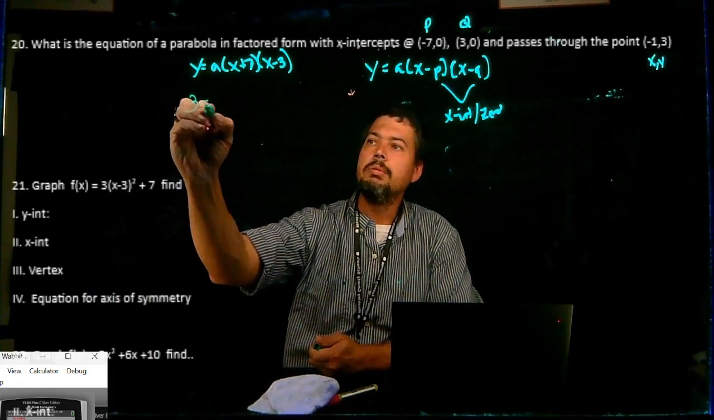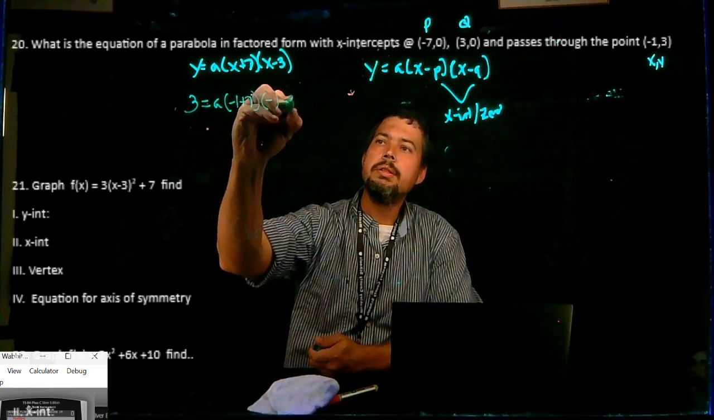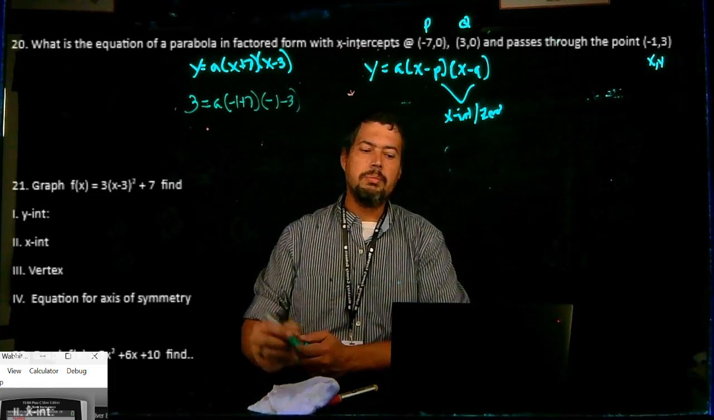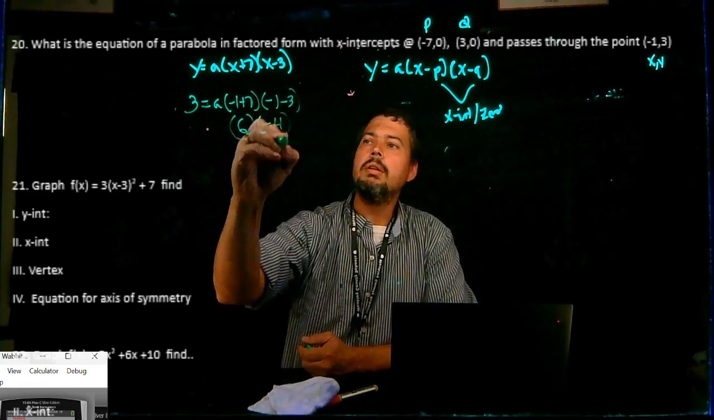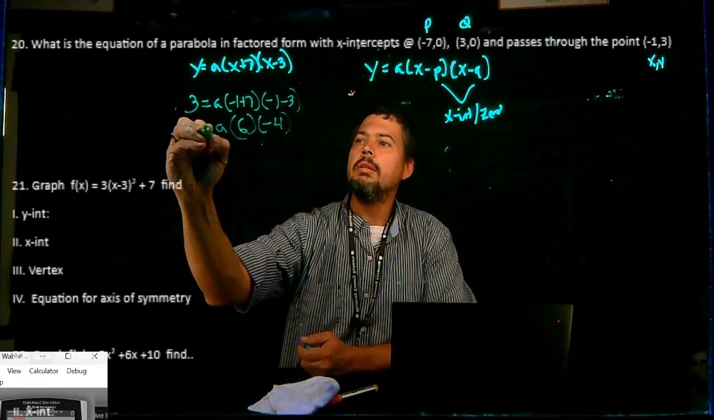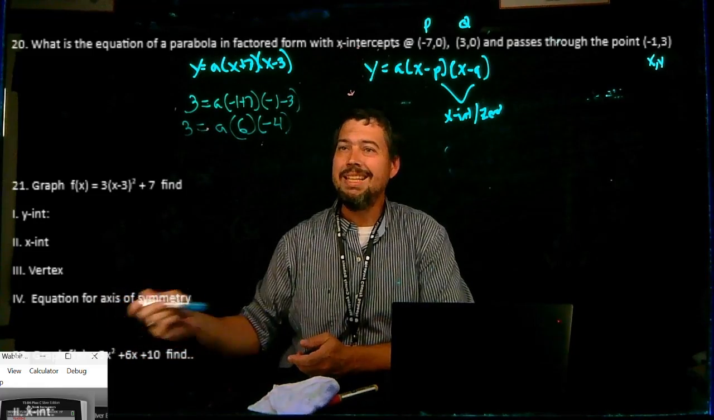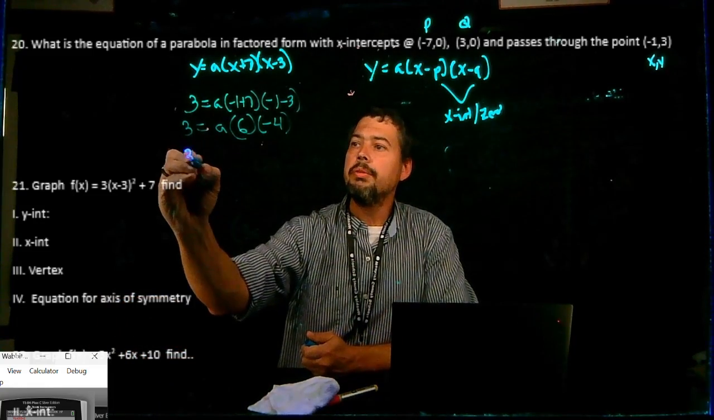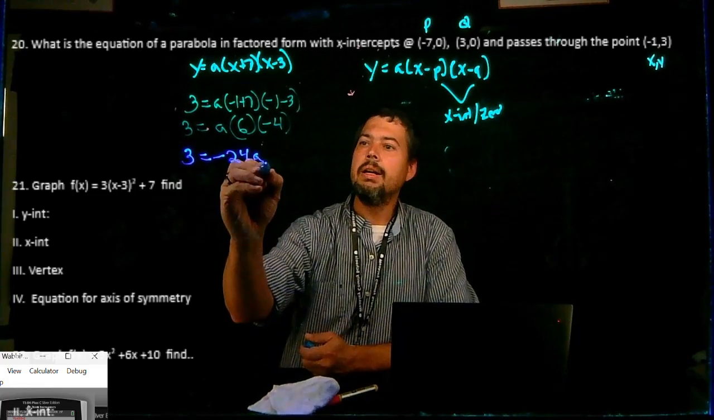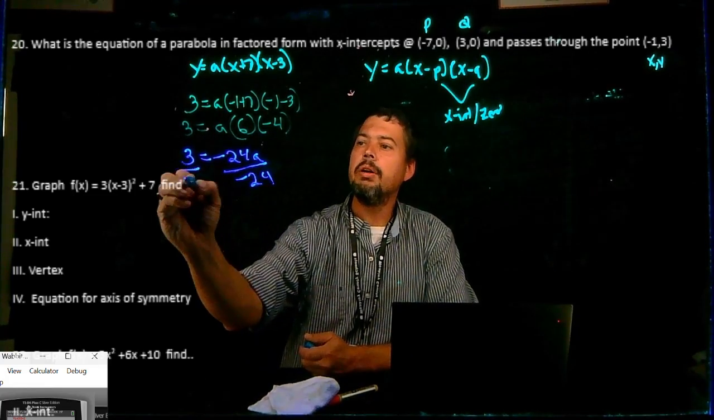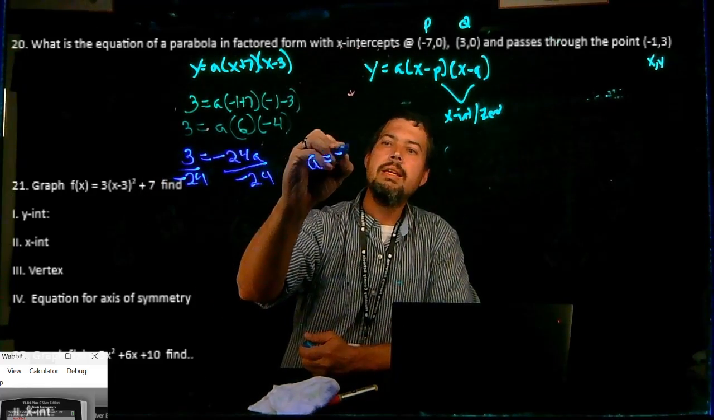So 3 equals a times negative 1 plus 7 times negative 1 minus 3. Negative 1 plus 7, last I checked, was 6. Negative 1 minus 3 is negative 4. Still have an a. And if we do 6 times negative 4, we're going to get negative 24. So 3 equals negative 24a. Divide out the negative 24, and we will have our a value. You know, you can push buttons all you want in a calculator. This tells you that a is negative 1/8.